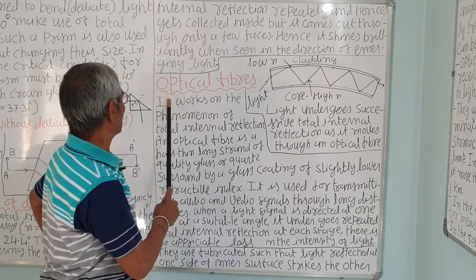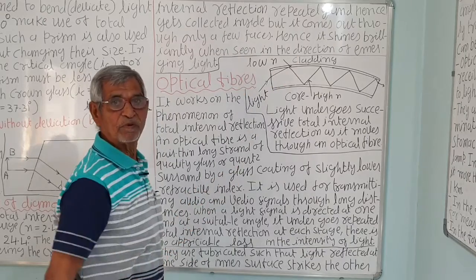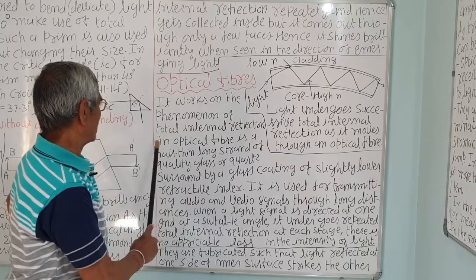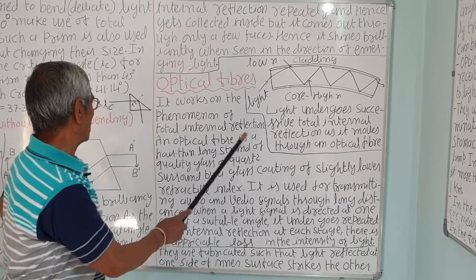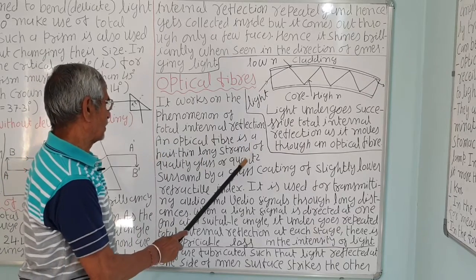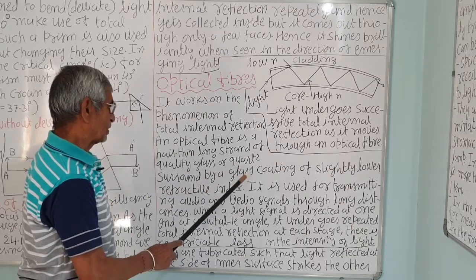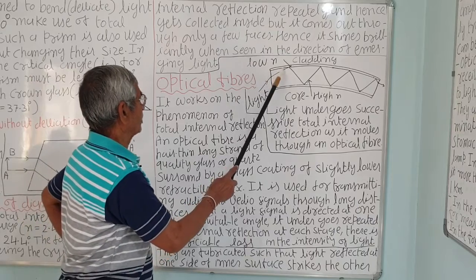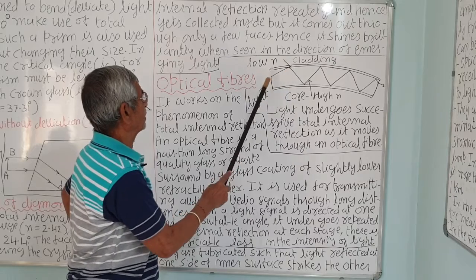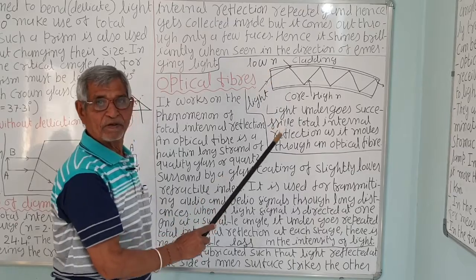The next application of total internal reflection is the optical fiber. It also works on the phenomenon of total internal reflection. An optical fiber is a hair-thin long strand of quality glass or quartz surrounded by a glass coating. This is the core. The core has a higher refractive index, and this is the cladding, which coats the core and has a low refractive index.